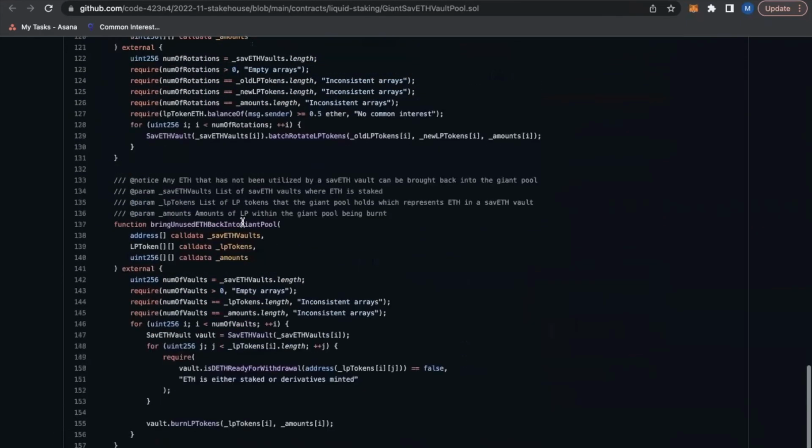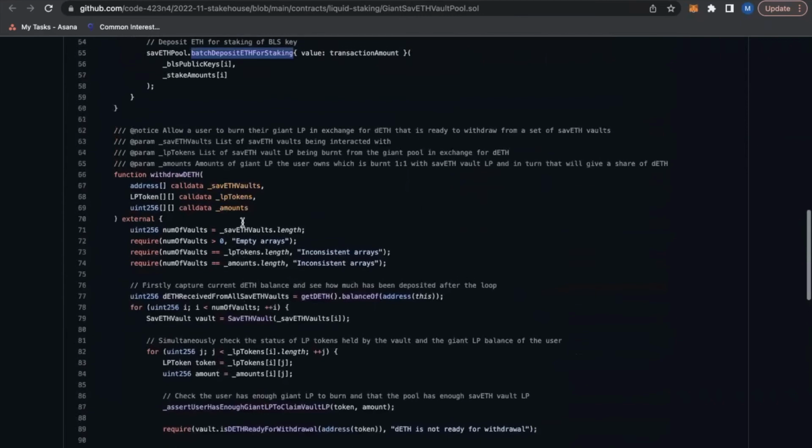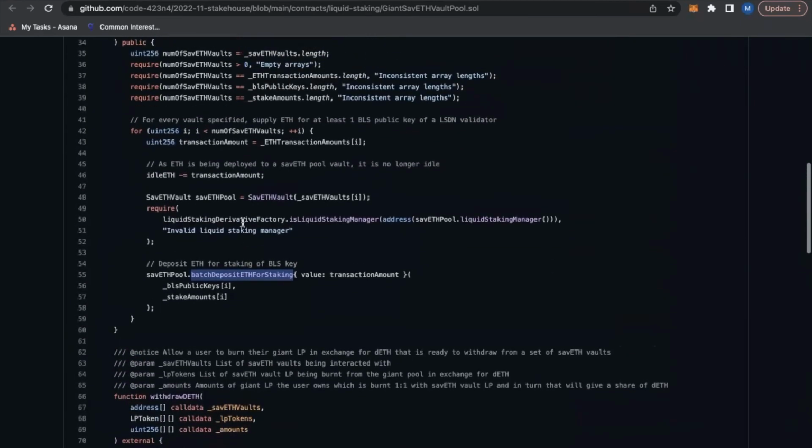What's the goal here? So I'm putting in ETH. When am I going to get it back for this one?